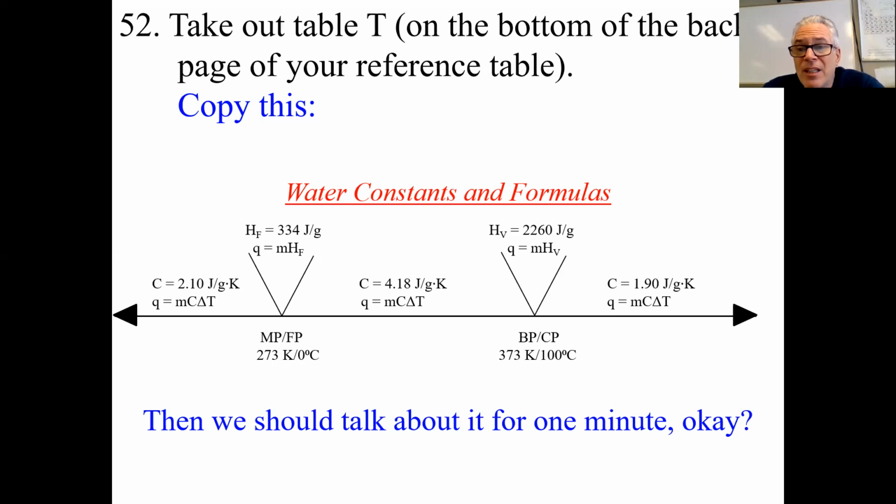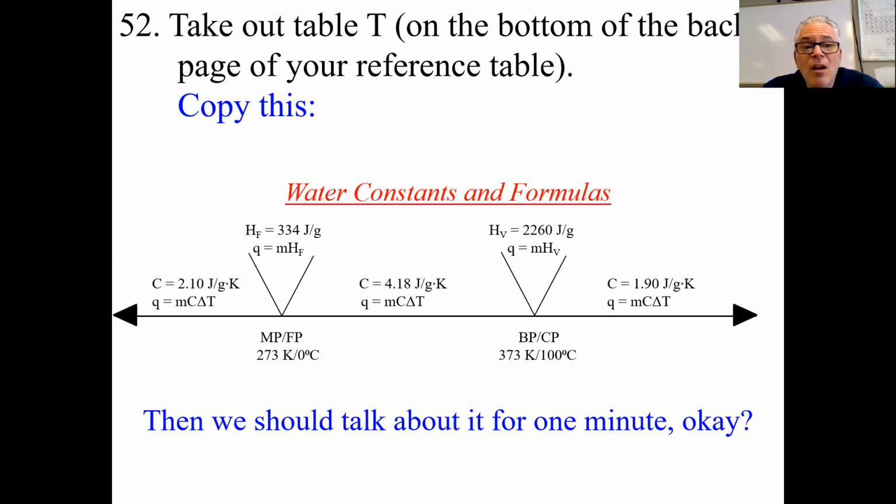The temperature of steam can go up, but it takes less energy to heat steam up. It is 1.9 joules per gram Kelvin. Now, the 2 triangle points. When H2O goes from solid to liquid or liquid to solid, melts or freezes, we have no temperature change. It happens at the freezing point or at the melting point.